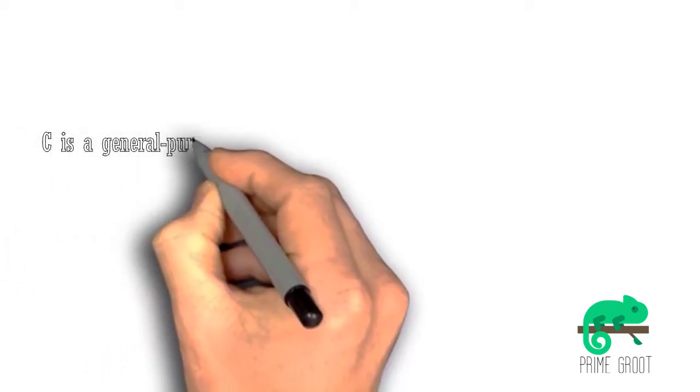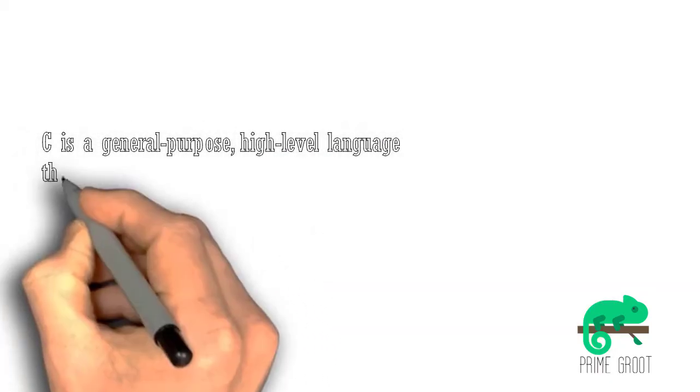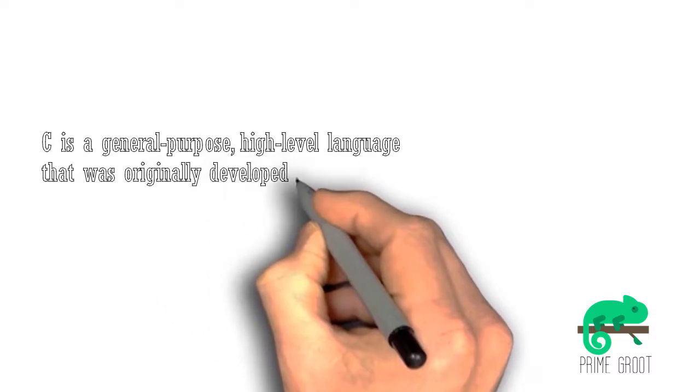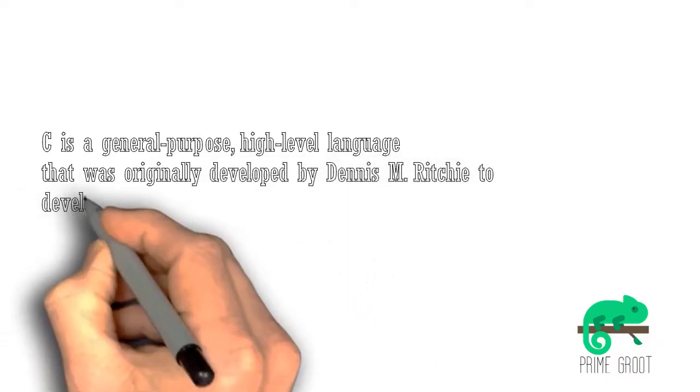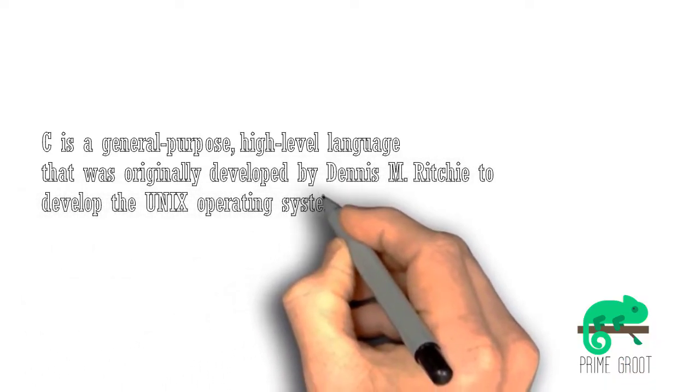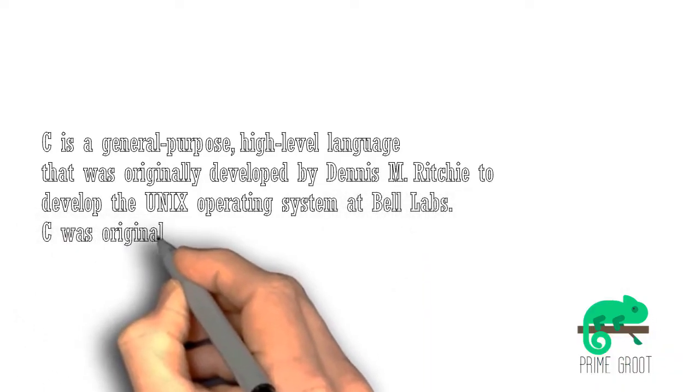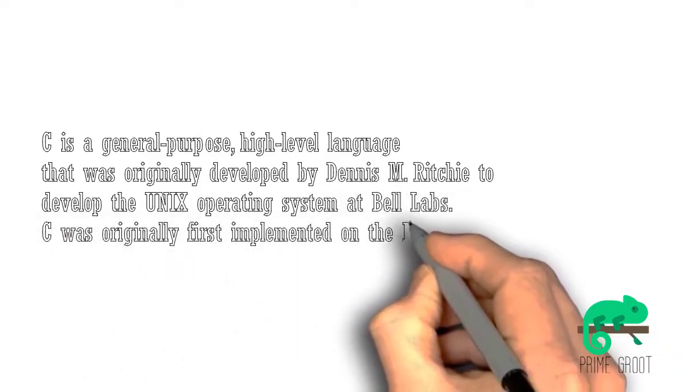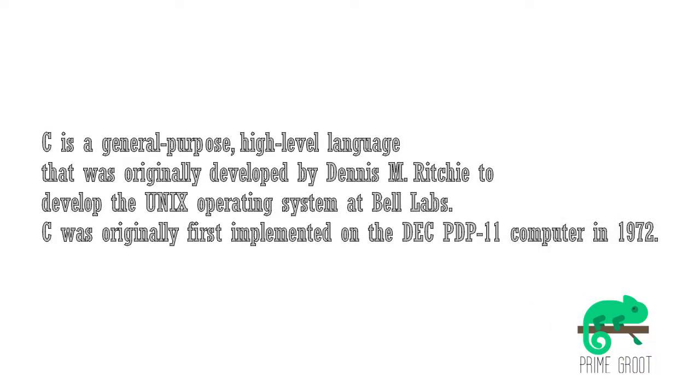C is a general-purpose, high-level language that was originally developed by Dennis M. Ritchie to develop the Unix operating system at Bell Labs. C was originally first implemented on the DEC PDP-11 computer in 1972.